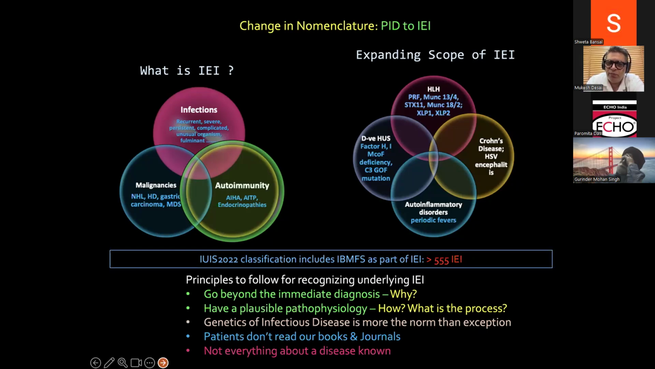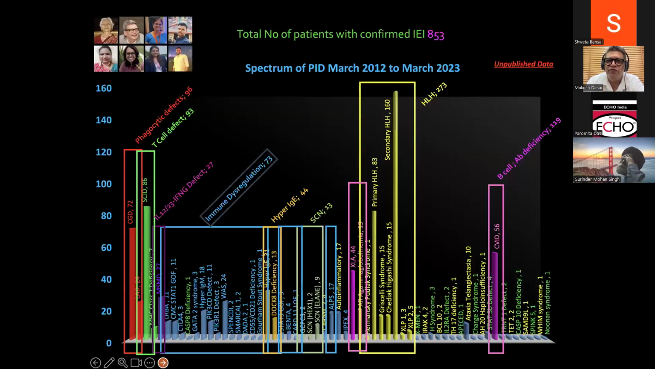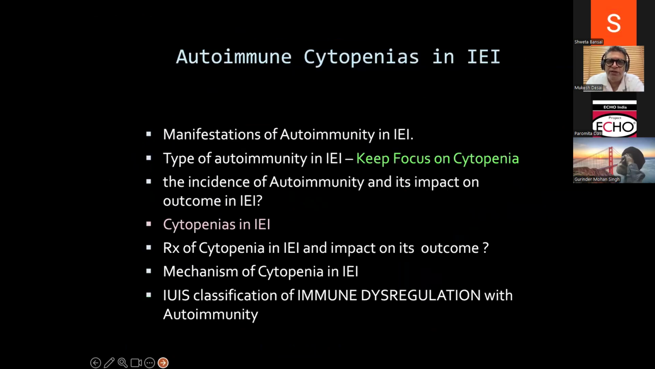But I think the most important thing is going beyond the immediate diagnosis, asking this fundamental question: why has this child developed an autoimmune hemolytic anemia? Why has this child developed an Evans syndrome? Why has this child developed an extended Evans? And these are the questions which lead you to the underlying inborn error of immunity. We have a huge cohort. By 2023, we had 853 monogenic defects, of which almost all the subgroups present with autoimmune cytopenias.